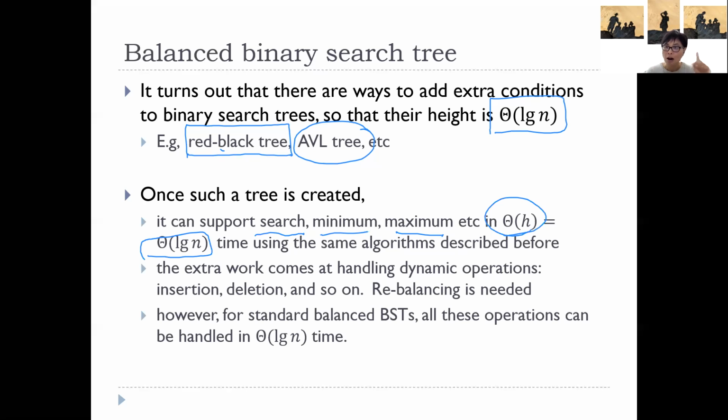There is extra work that comes with handling the dynamic operations, because when you have insertion or deletion, you have to add a new node or remove a node from your tree. If you don't do anything, if you only guarantee that it's a binary search tree, then the height can very soon become not logarithmic anymore. I'll give you an example in a minute. To handle that, we have to do a so-called rebalancing operation. So what do I mean by that?